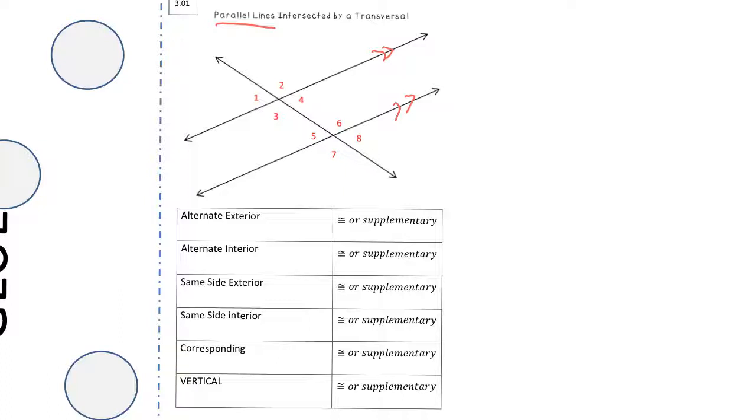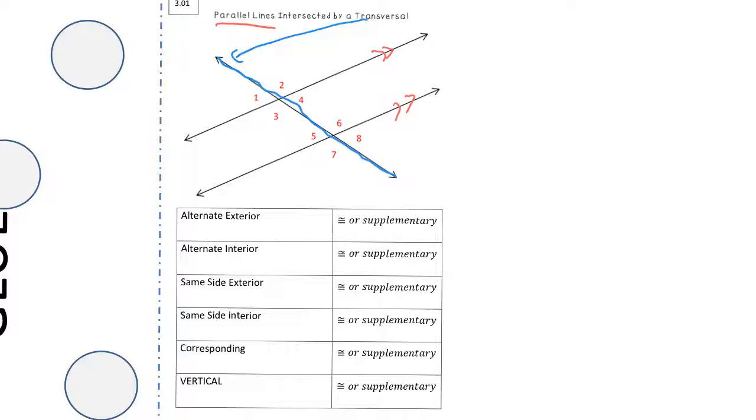And when we have parallel lines cut by a transversal, the transversal is this blue line. It's the line that intersects both parallel lines. What happens is 8 angles are created. And then we could name these 8 angles based on a few things.